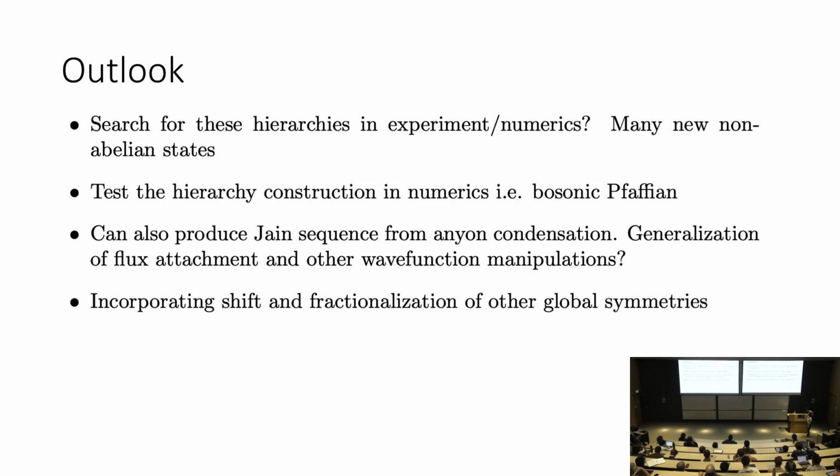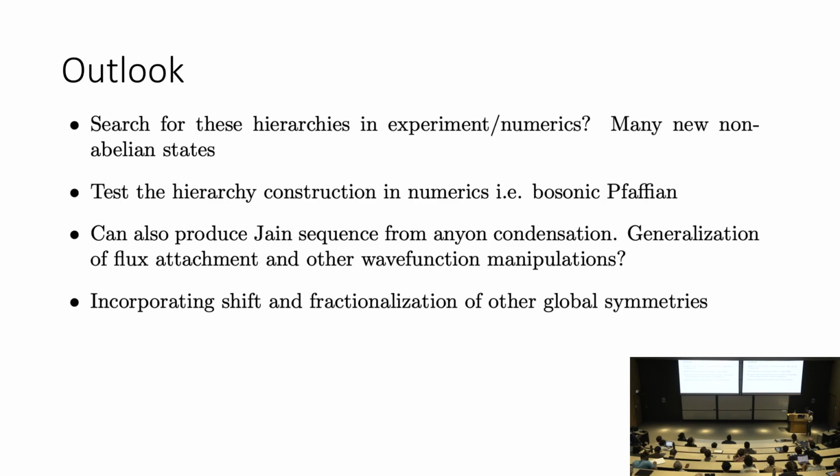And then there's also this bigger question of, we can also produce a Jain sequence, which is a different physical picture. But there are many kinds of wave function manipulations that people have used in the past in the condensed matter literature, like flux attachment and generalizations of that, and projected wave functions. And in this work, we have an algebraic interpretation for the Haldane-Halperin hierarchy construction. But what about for all of those other wave function manipulations?